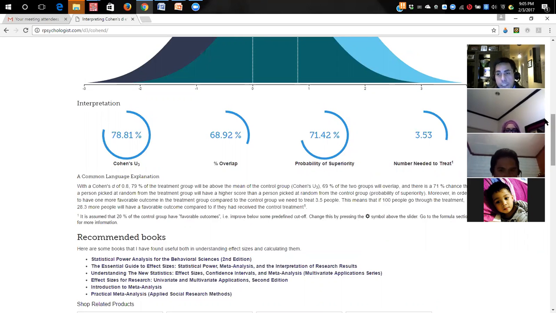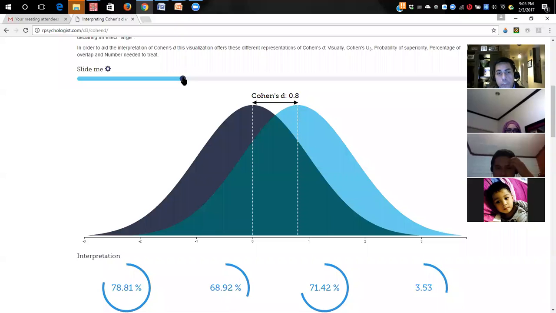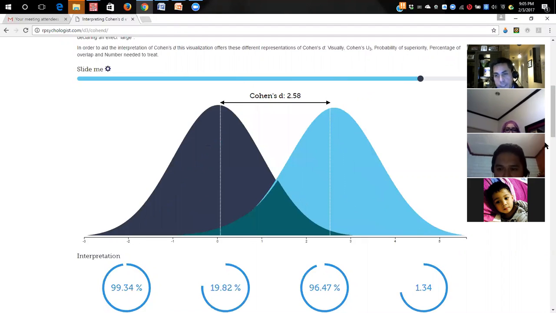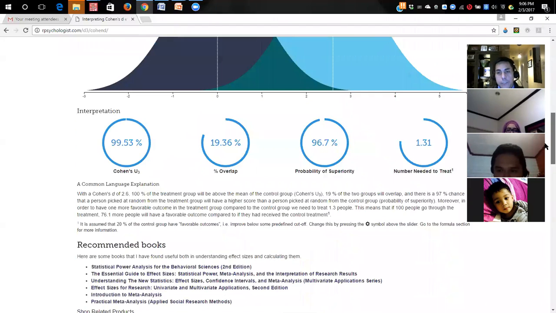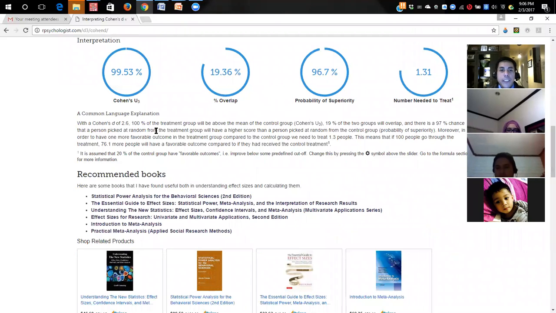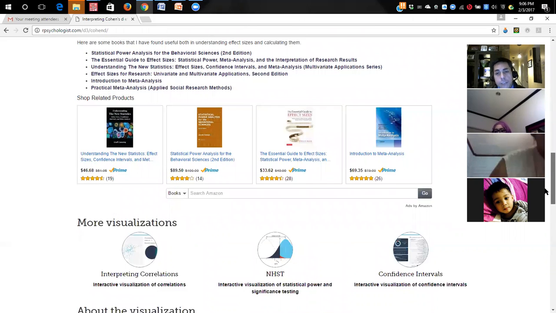There's a caution there, because as you move this effect size to 2.6, you will see that it's a very huge effect size. It says here that 100% of the treatment group will be above the mean of the control group and 19% of the two groups will overlap. That's where the caution comes in, because of this overlap built into the calculation, the theoretical concepts of Cohen's d.